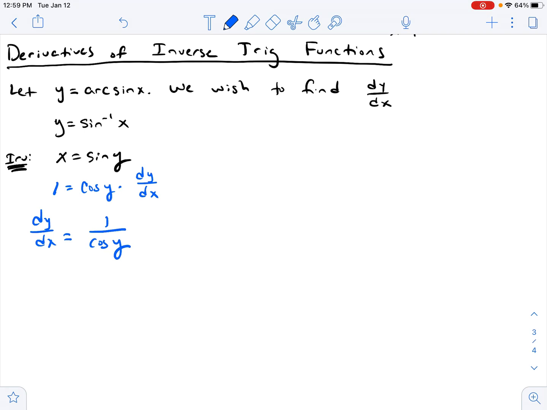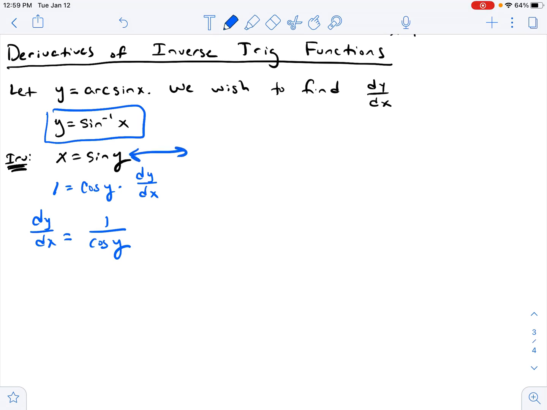Now, that's okay. And remember, my starting function is y equals inverse sine of x. It looks like the derivative then is 1 over the cosine of y. The problem there is that y is an angle, and in terms of x, now I'm working in terms of y. So we'd really like to get this back in terms of x if possible. And here's how we do that.